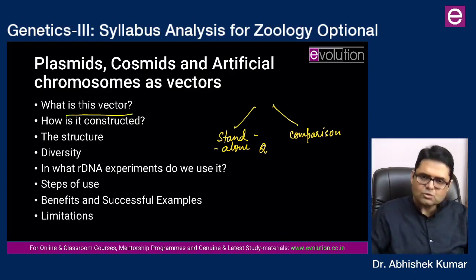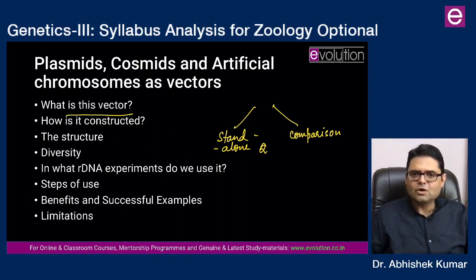So first and foremost, what is this vector? How do you define a cosmid? A cosmid is the cos sequences combined with a plasmid. What is a cos sequence? It is a cohesive sequence. Where do we find it? We find it in lambda bacteriophage. That is how you go about building a cosmid.